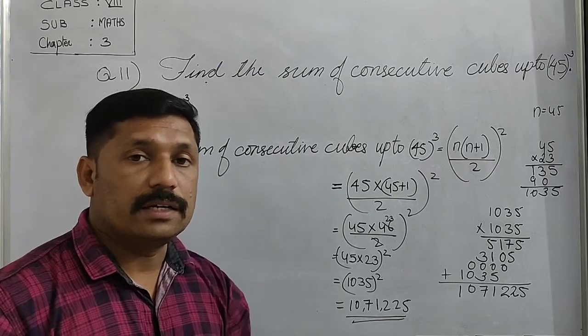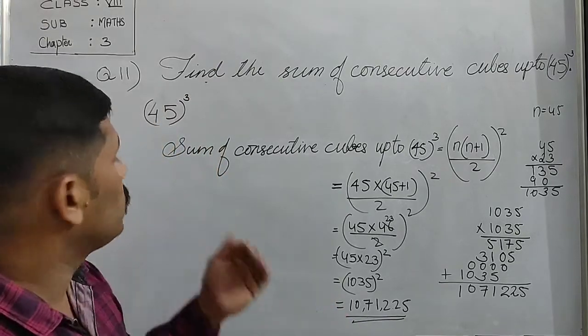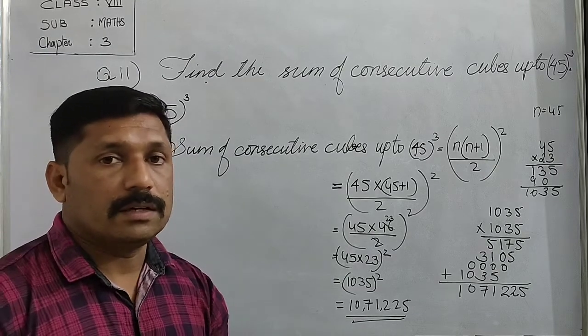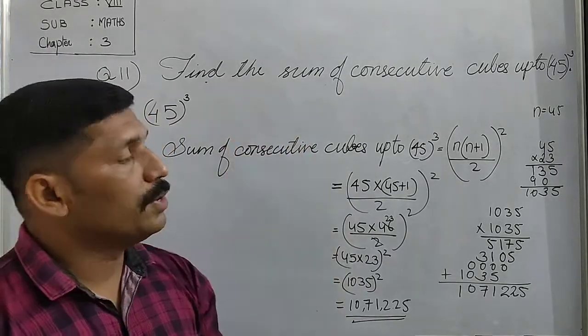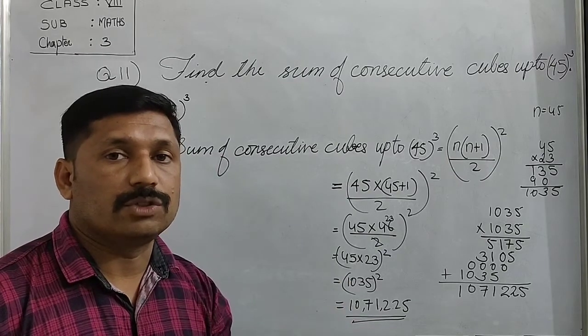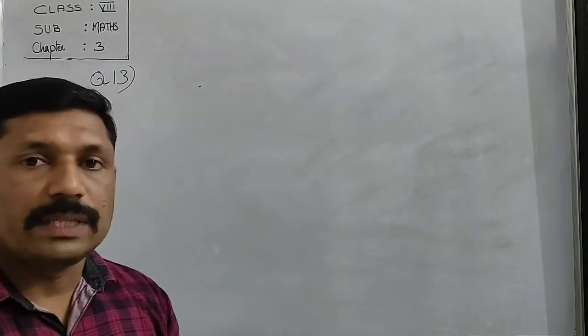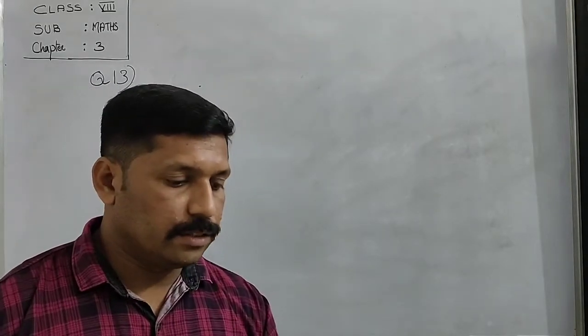Okay students, I think that you have understood this question, and like that, one more question is there, question number 12. Find the sum of the consecutive cubes up to 20 cube. That question is homework for you. Solve it, then you can understand and use this formula. Okay students, now the 13th question of that exercise, you listen.